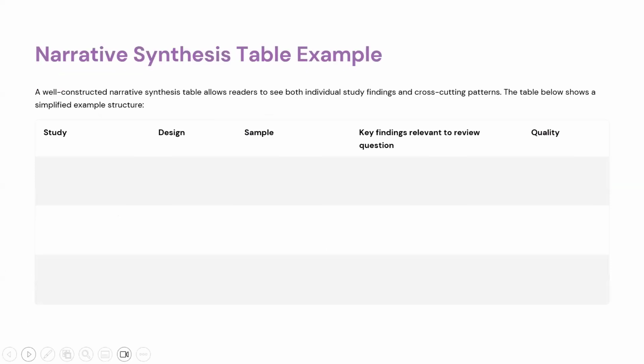We have our study as one column or variable. We also have the design. We have a sample of what it might look like. We have key findings that are relevant or can be extracted. And then finally, we have the quality of it laid out.